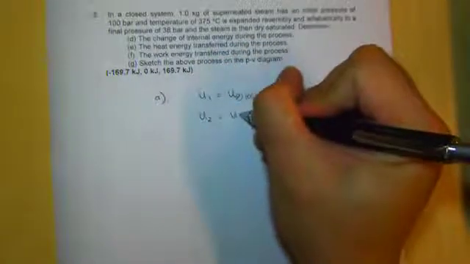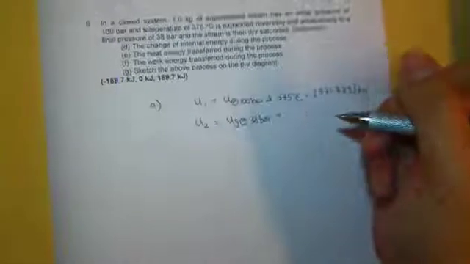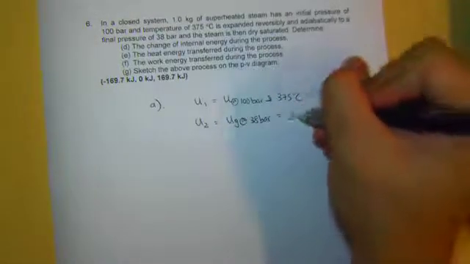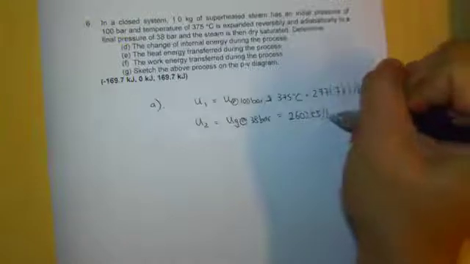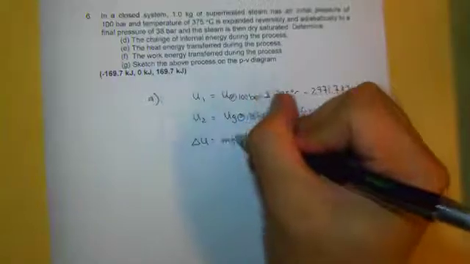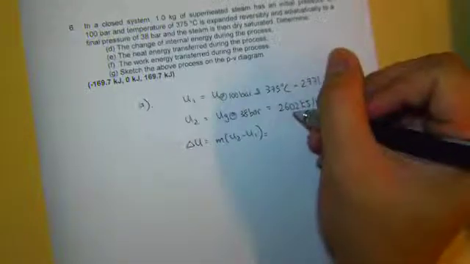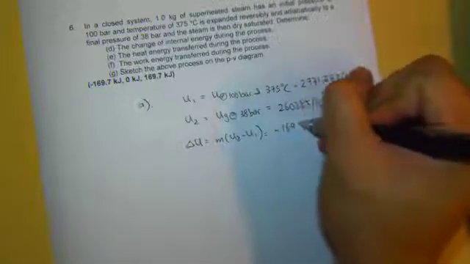So how about U2? U2 is at 38 bar and dry saturated. So clearly U2 will be the value of Ug at 38 bar. This value is available in your saturated water and steam table. So from the table, you will get 2602 kilojoule per kg. With that, we can calculate our delta U, which is m(U2 minus U1). So plug in the values together with the mass, 1 kg. You should be able to get negative 169.7 kilojoule.